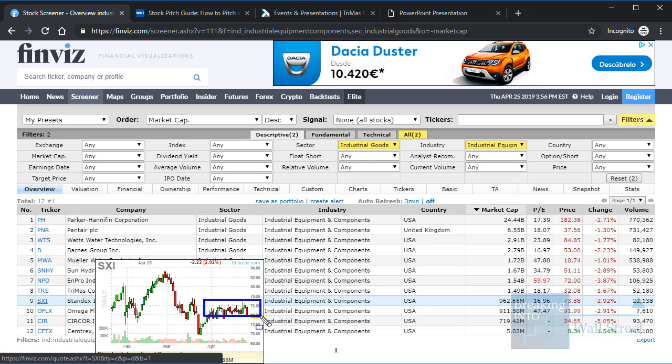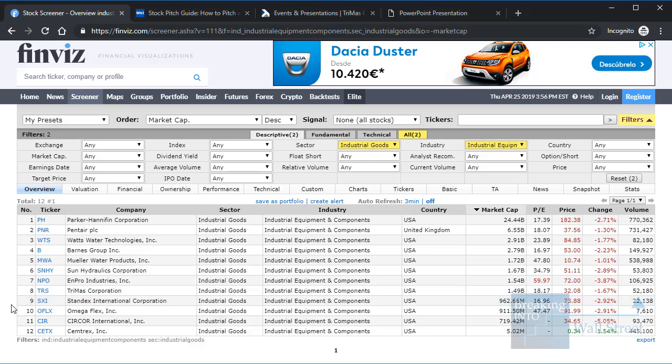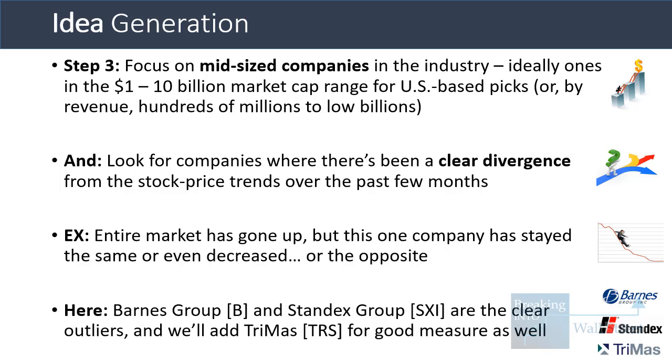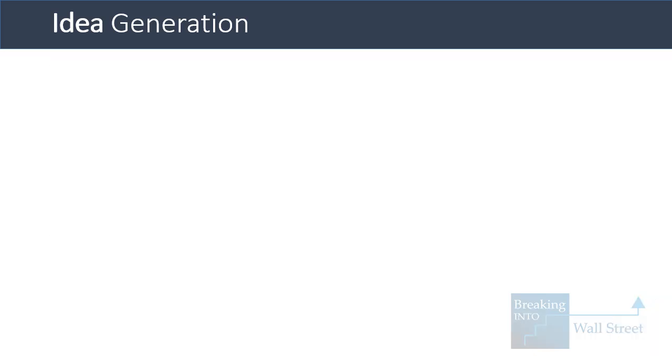So if you look at all these and you look at something like this, where maybe the company decreased a lot last year, stayed flat this year, even as the sector as a whole has gone up, you get some ideas for companies that may not quite be following trends and might be a bit different from everything else in the industry. So as I say, we think that Barnes Group, Standex Group, and TriMas here are probably the best bets for our initial screen.